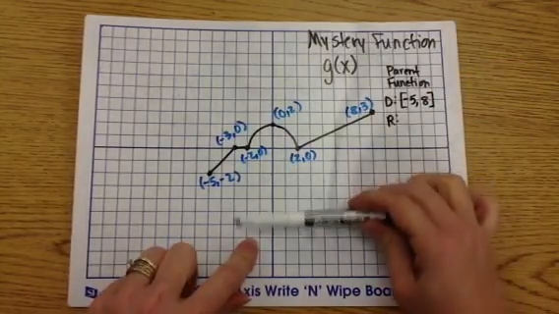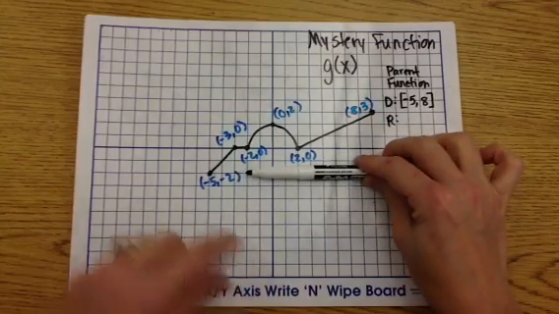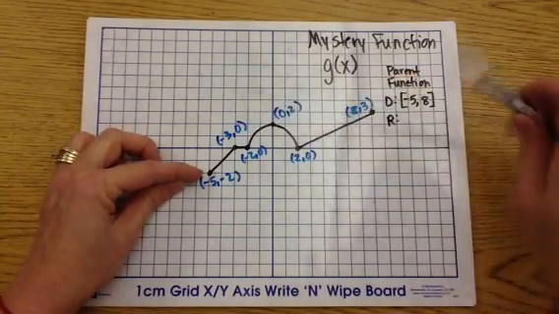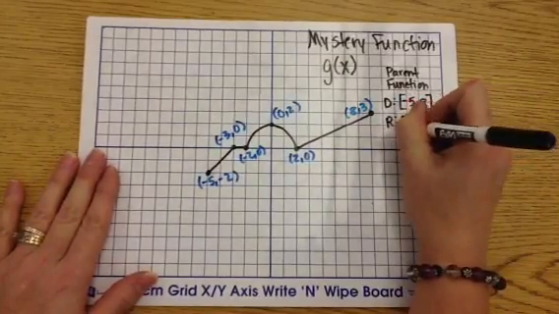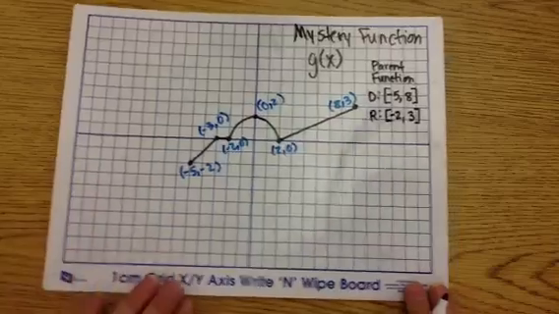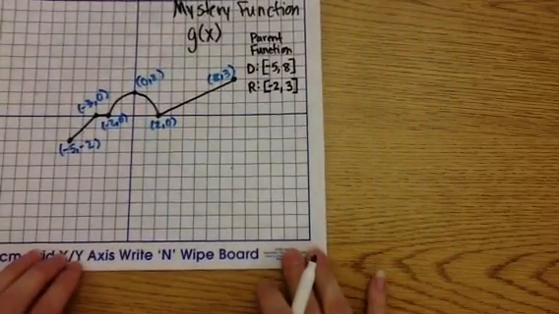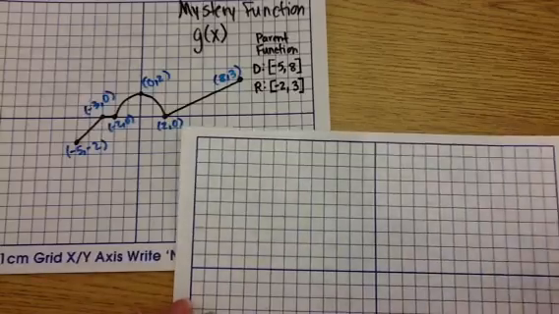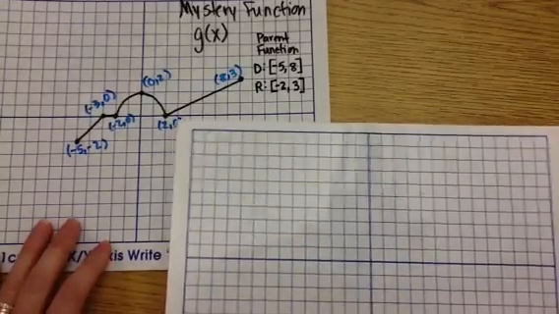Range, we'll scan bottom to top. So the first y value we hit is -2, and it goes all the way up to 3. So -2 to 3. Again, we have brackets because of the closed circles. So we're going to keep this function handy while we look at some transformations that we're given.